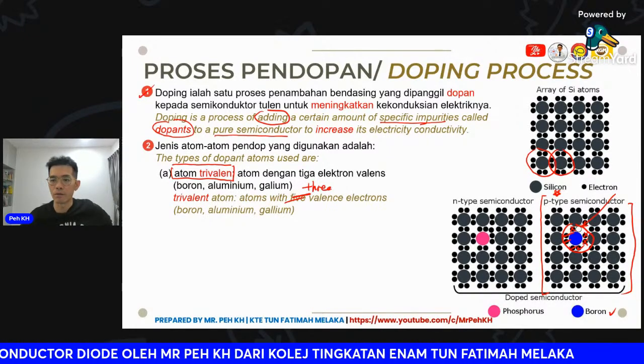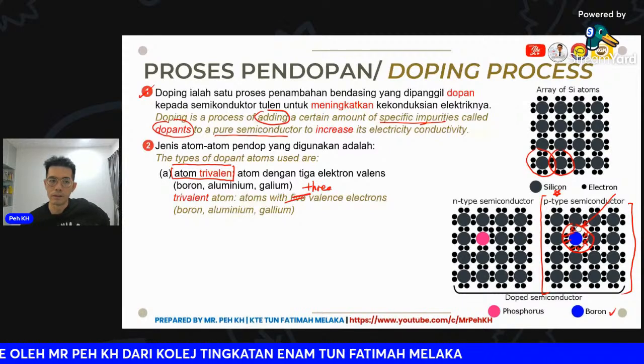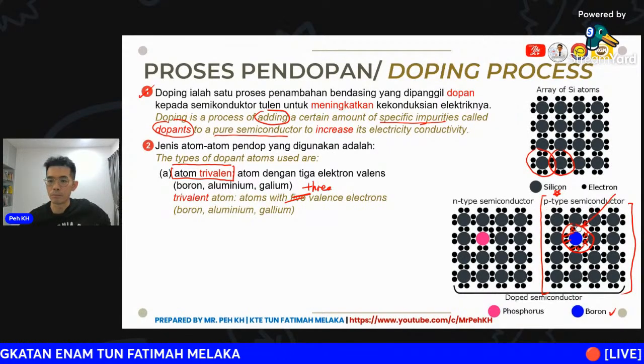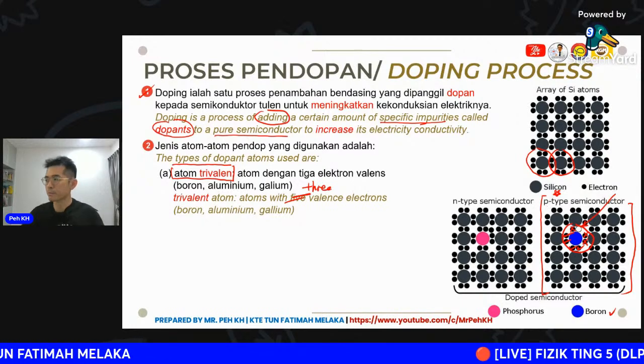Okay, so this type of semiconductor we know as a p-type semiconductor. P represents positive.